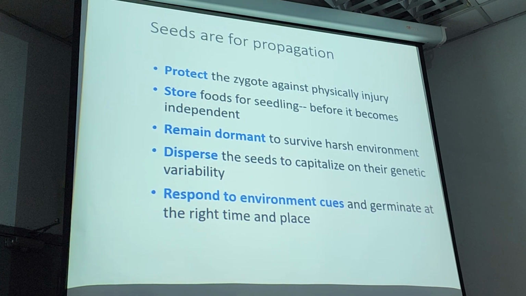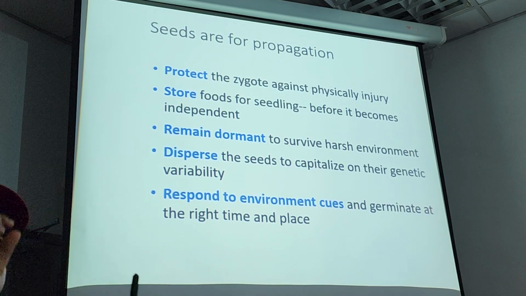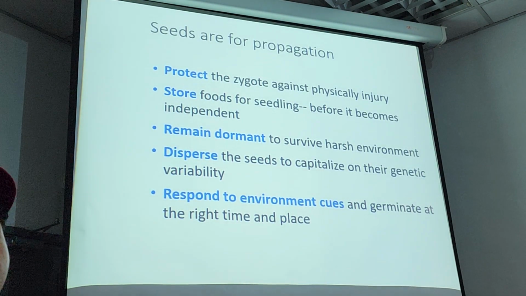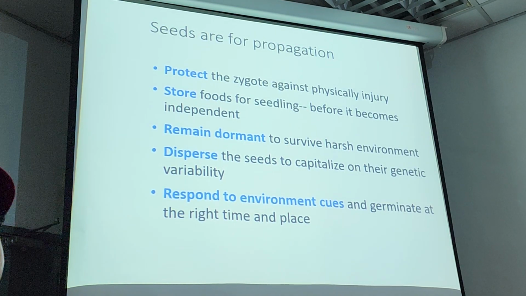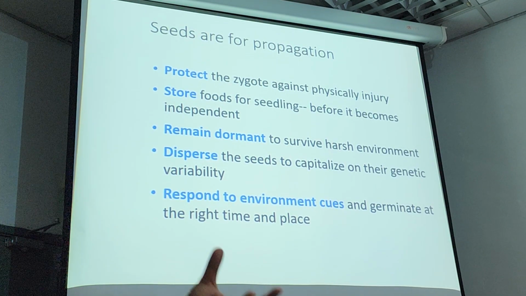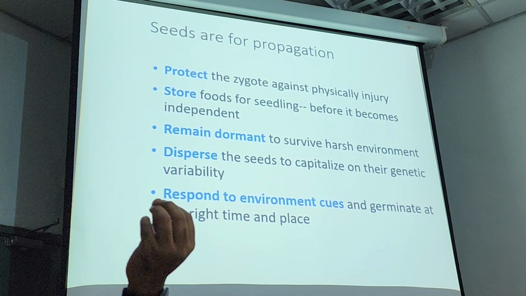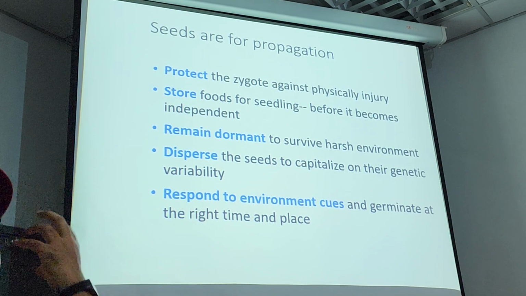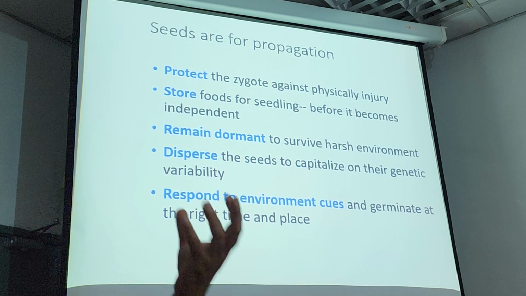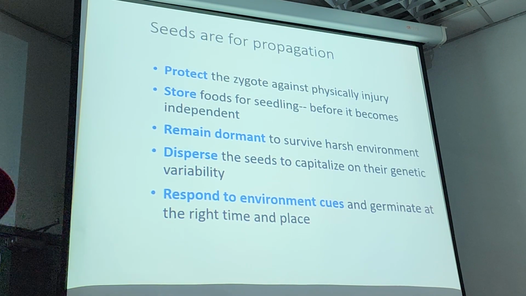When you look at it from the perspective of propagation, seeds protect the zygotes against physical injury. So you have your seeds. Inside your seed, you've got the zygote or embryo. Think of it like an egg, right? You've got an egg. Inside an egg, what do you have? The embryo part. What do you call it? Next to what? That's the yolk. Okay, so it's protected.